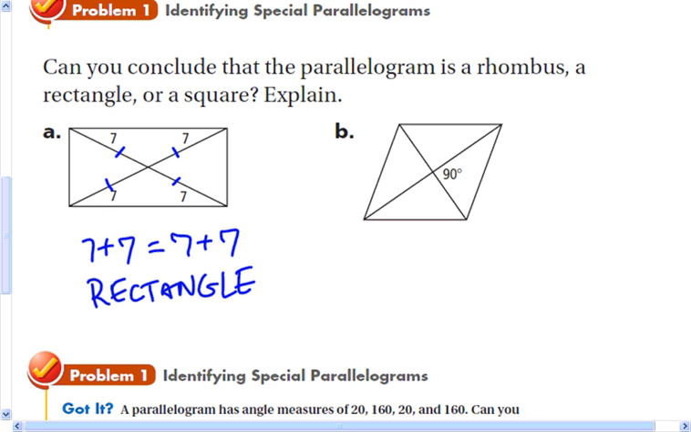And in this one, we know that all these angles are going to be 90 degrees, and if the diagonals of a quadrilateral or parallelogram are perpendicular, then we know that that quadrilateral is a rhombus.